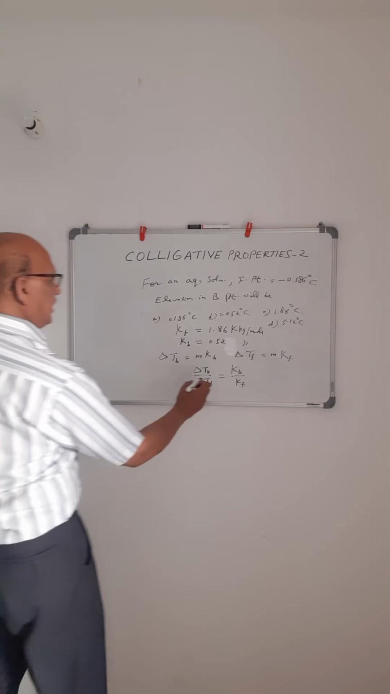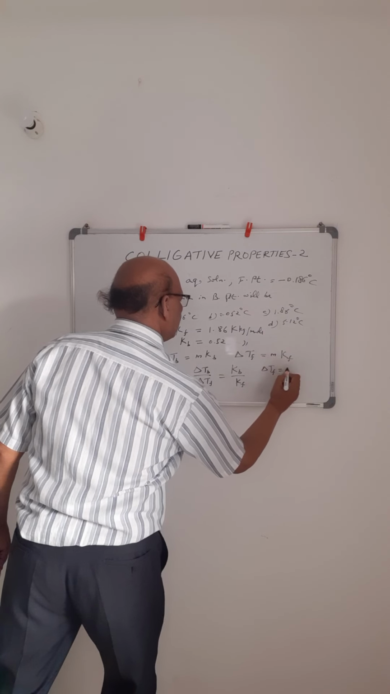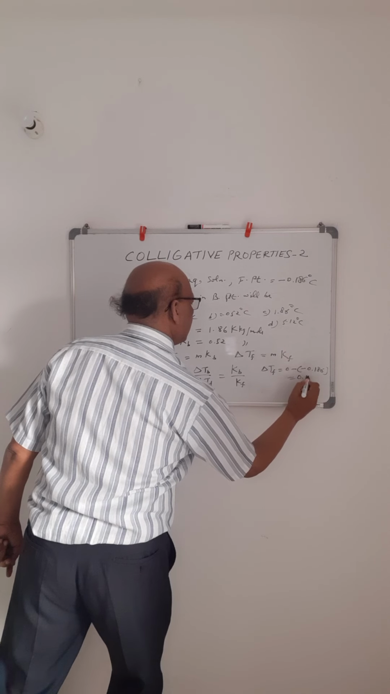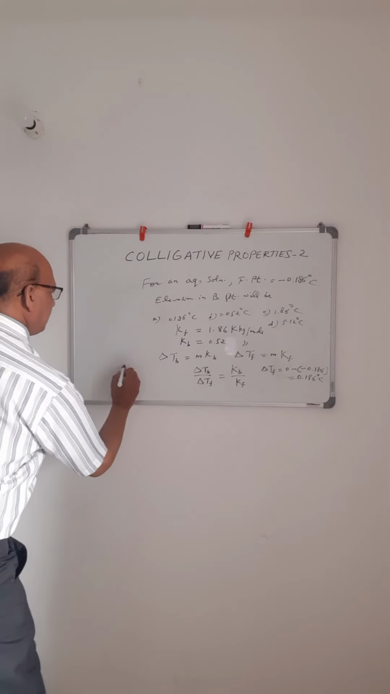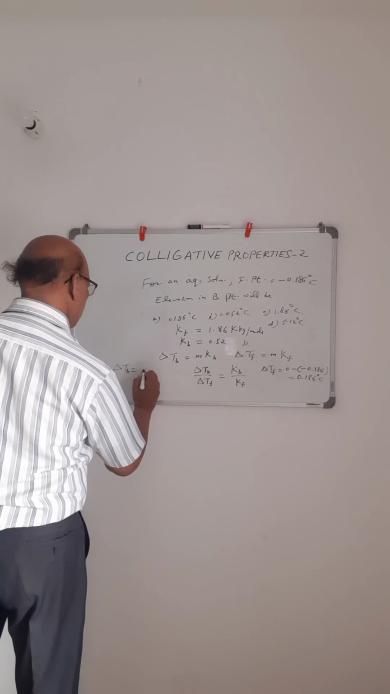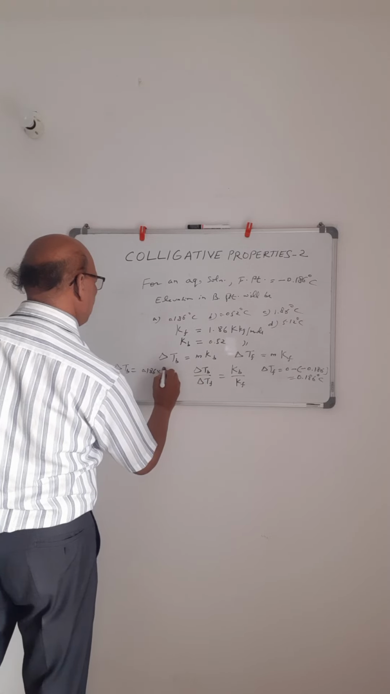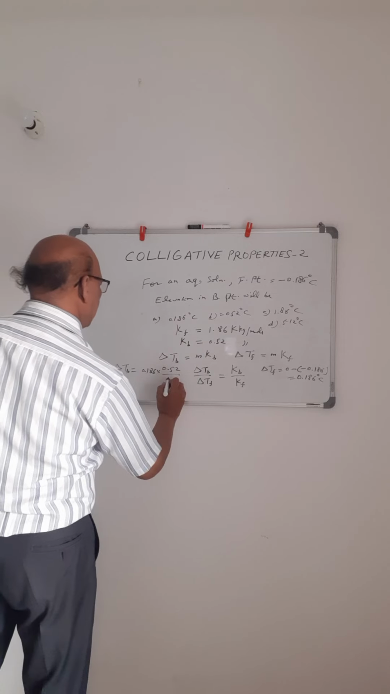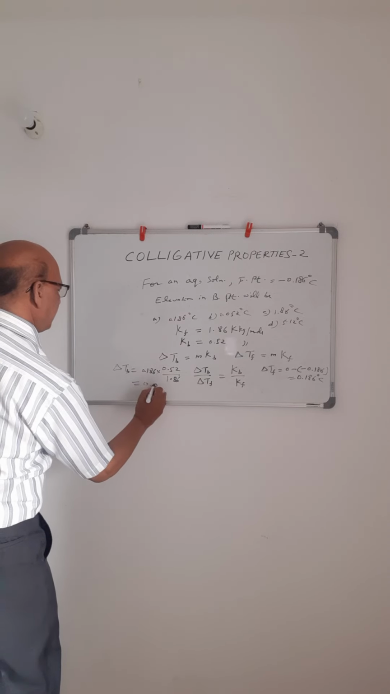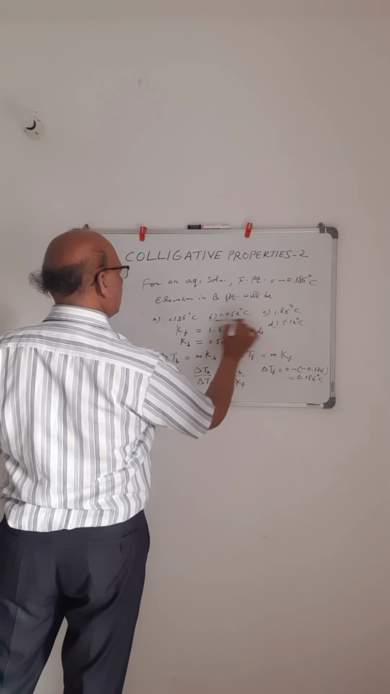If we divide them, we will get delta Tb upon delta Tf equal to Kb upon Kf. Now delta Tf is already given to us. What is delta Tf? That is 0 degree minus minus 0.186, that is nothing but 0.186 degree Celsius. So what will be delta Tb that is required? That will be delta Tf multiplied by Kb upon Kf. What is Kb? 0.52 divided by Kf, that is 1.86. So you can see easily that this is coming to 0.052 degree Celsius. So which option? Option B is correct.